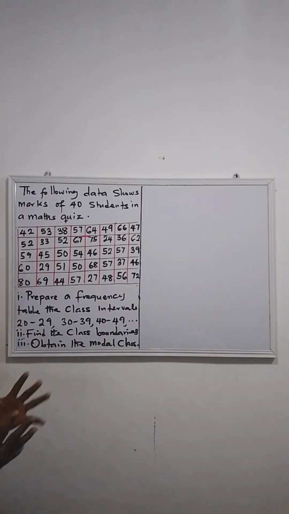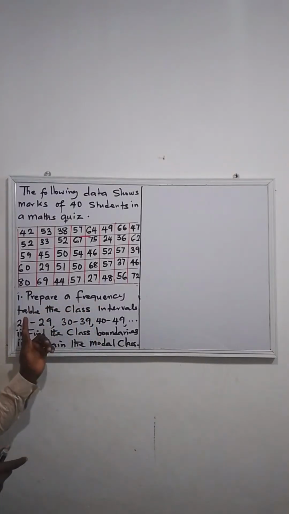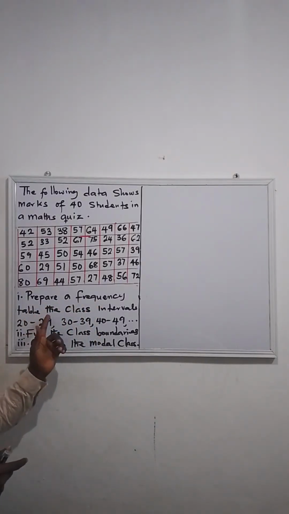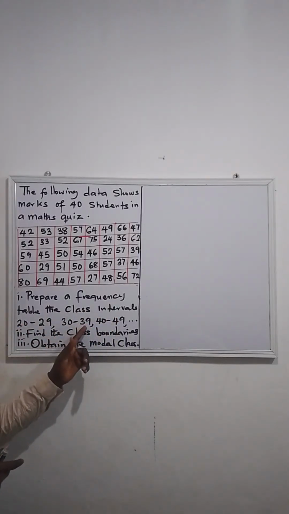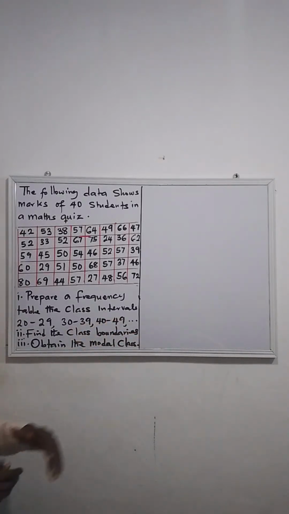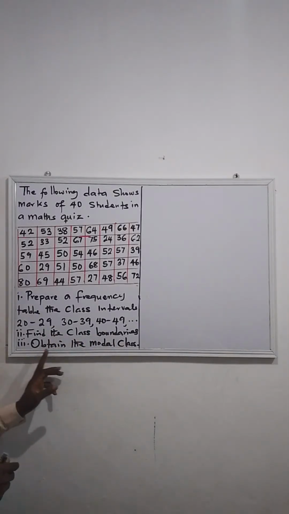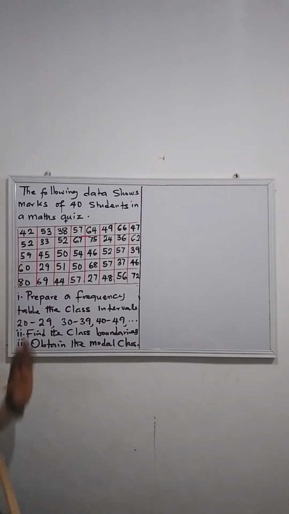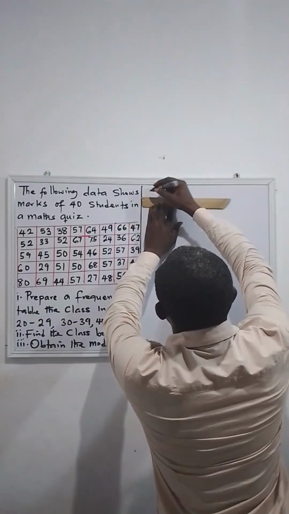Now what does the question require from us? You have to prepare a frequency table with class intervals 20 to 29, 30 to 39, 40 to 49, and so on. The question says find the class boundaries and also obtain the modal class. So now let us swing into action. We are going to construct a table for our frequency table.